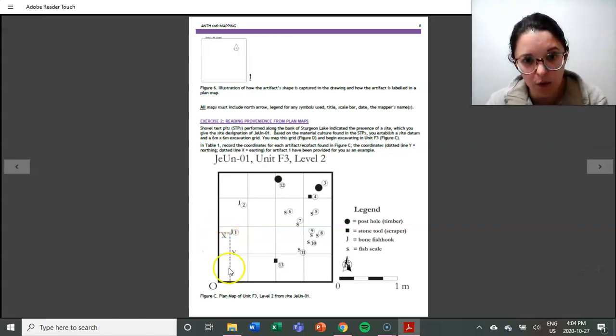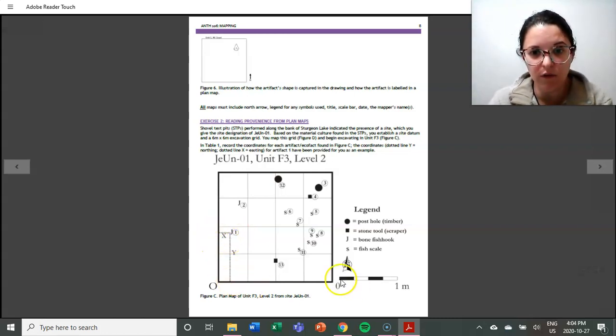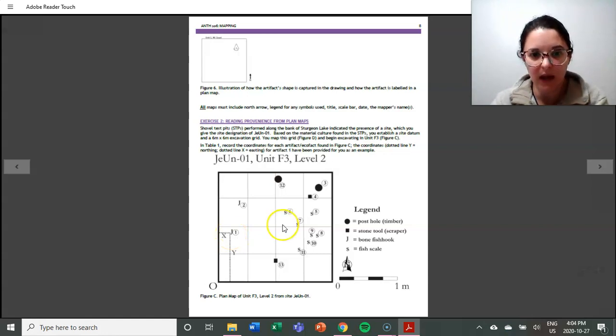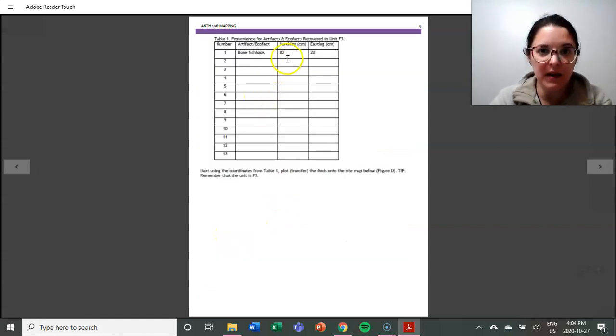And again, you can use a ruler to measure this out, so you can figure out how many millimeters this bar is. And then you can use that to translate here, or you can do kind of a bit of a guesstimate. And what we see is that this is about, represented by this dotted line Y, that our northing for this artifact here is about 80 centimeters. Okay, so we're going to put that in the table here.